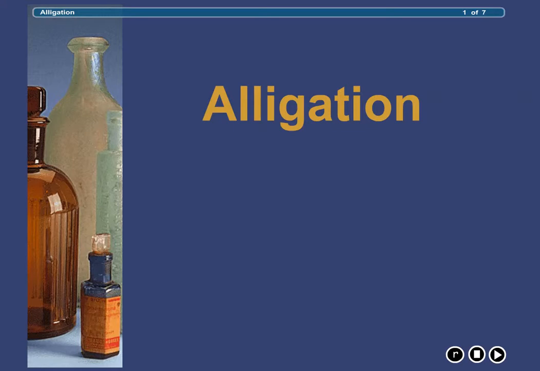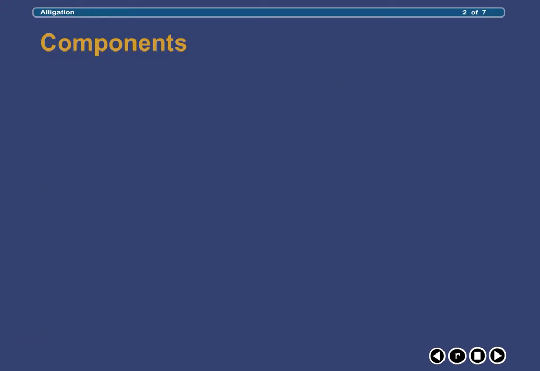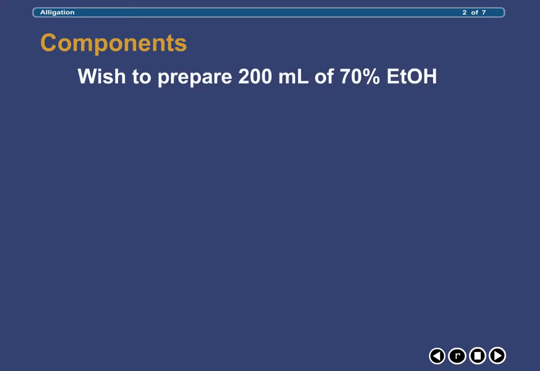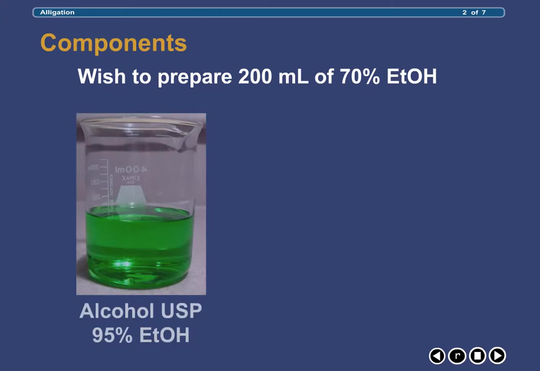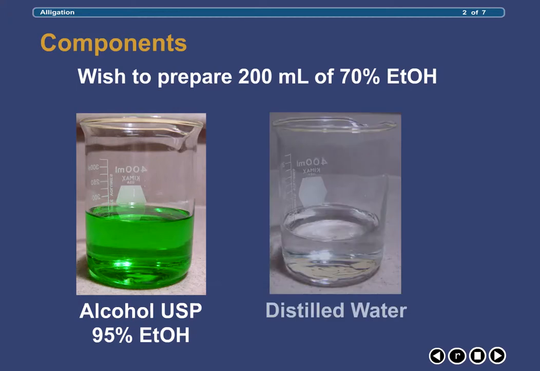The following narration will take you through the steps involved in performing a standard alligation calculation using alcohol USP and distilled water. In this example, our goal is to prepare 200 milliliters of 70% ethyl alcohol. And we will do that by combining alcohol USP, which is 95% ethyl alcohol, along with distilled water. Please note that in order to effectively visualize the dilution process, the alcohol USP being used in this example has been colored green.